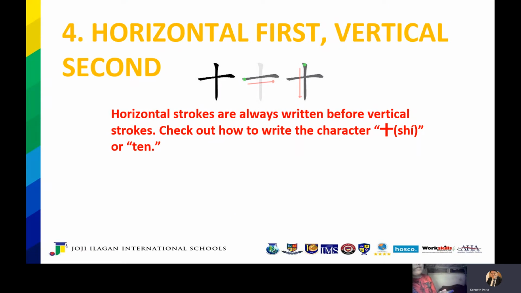Next is horizontal first, vertical second. Horizontal strokes are always written before vertical strokes. Check how to write the number 10. Remember the 1 2 3 4 5 6 7 8 9 10. 1 to 10, number 10. Okay, so let's write the number 10. You always start with the horizontal, then vertical, the last. Okay, let's write the number 10. 1 and 2.